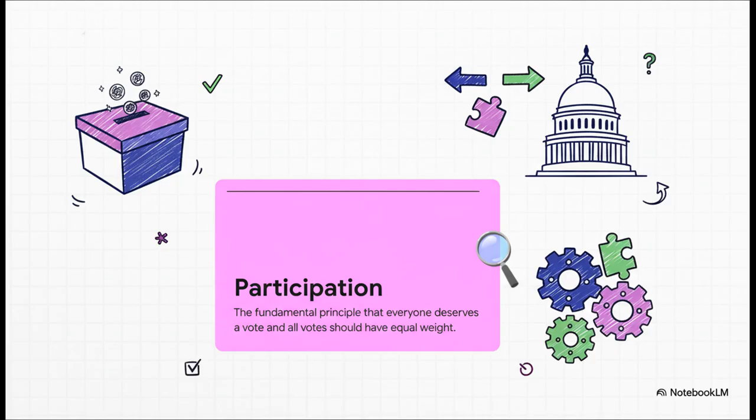And that brings us to our third and final pillar, participation. Honestly, this is the bedrock of the whole system. It's that powerful, simple idea that the government is by the people. It means everyone deserves a vote, and every single vote should carry the same weight. Taking away someone's right to vote, well, that's one of the most serious things a democracy can ever do.